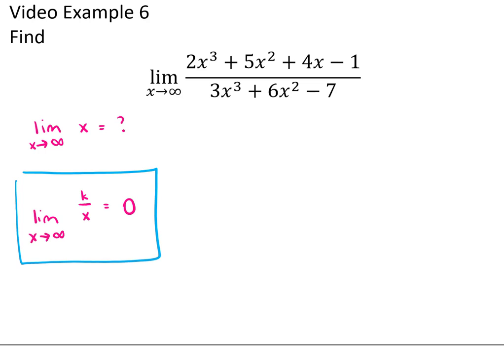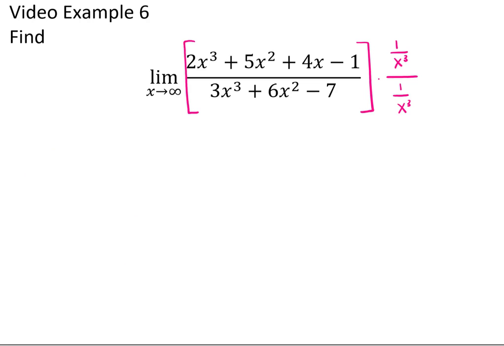We don't know how to plug infinity into this function over here, but we know that the limit as we go towards k over x, where k is any constant and x is the denominator, as my denominator goes towards infinity, this fraction gets smaller and smaller and smaller, and so it goes towards 0. So we're going to use that fact for this question right here. We're going to take this function that we want to find the limit of and multiply it by 1 over x cubed on both the numerator and denominator. That's like multiplying by 1.